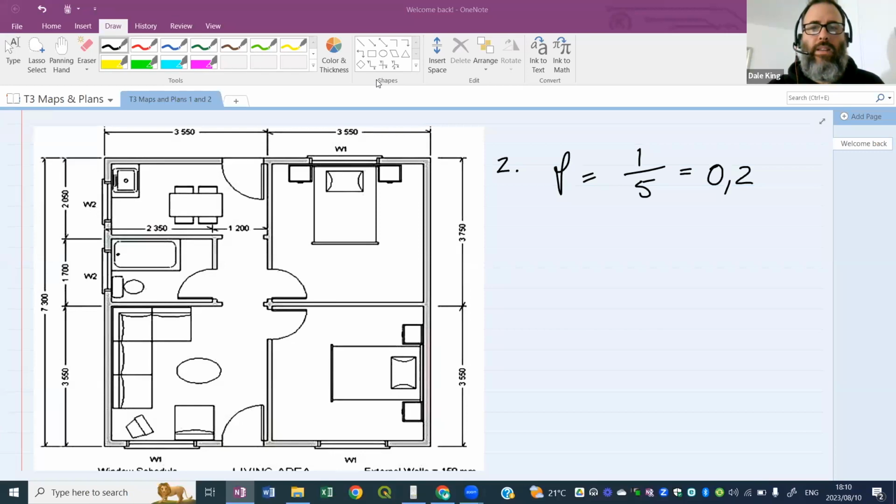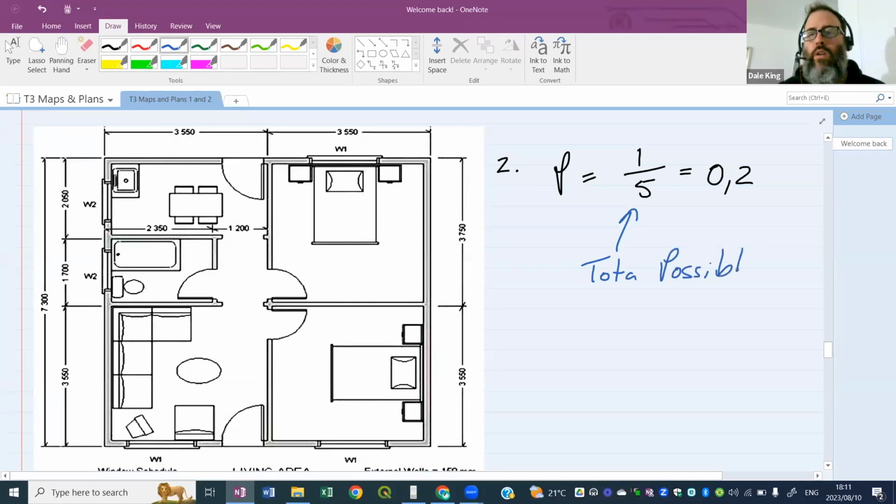All right, so that is the probability of getting a door that opens to the left from the outside in this house. The probability is 1 out of the 5. Remember this 5 here is the total possible. There are 5 doors and only one of them opens to the left from the outside. That's why we got 1 over 5. And they want it in decimal format. You just use your calculator for that.